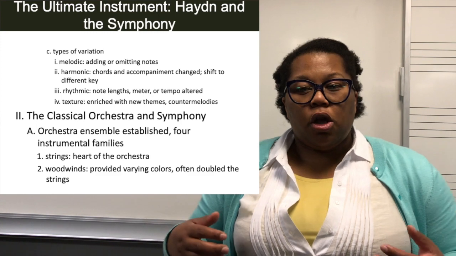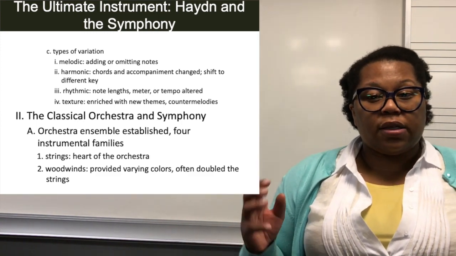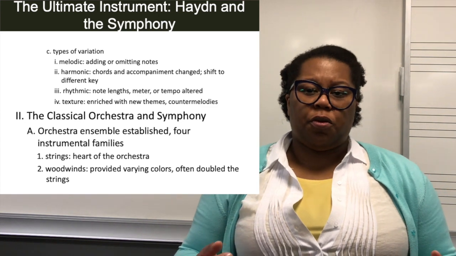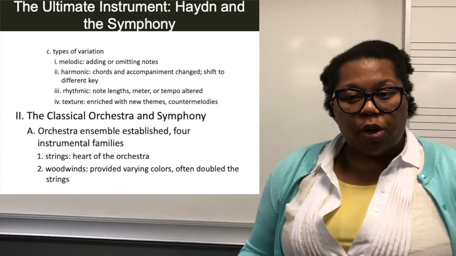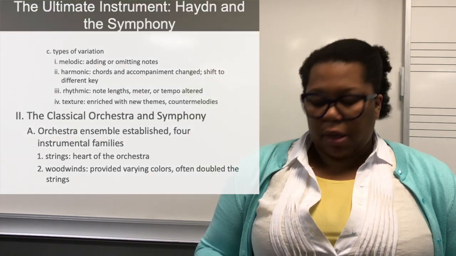The texture could be enriched with new themes, so you can add new melodies or countermelodies to the existing music. Now, for the classical orchestra and symphony, the orchestra ensemble is now established. We have 4 instrument families: the strings, which are the heart of the orchestra. We have the woodwinds, which provide varying colors, and they're often doubling the strings.